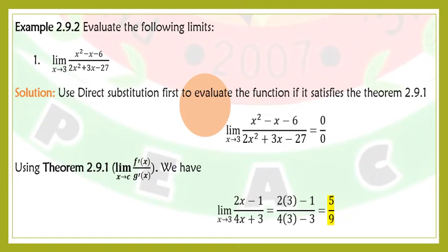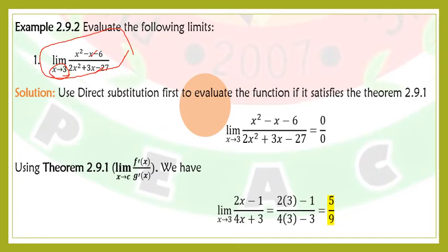Evaluate the following limits. Okay, first example class, the limit of x squared minus x minus 6 over 2x squared plus 3x minus 27 as x approaches 3. So, para malaman natin kung saan siya doon sa form 1, i-evaluate natin itong limit natin using direct substitution. Ibig sabihin, i-substitute natin diretso sa given function, and kung makukuha natin na result is either 0 over 0 or infinity over infinity, we can apply L'Hopital's rule.